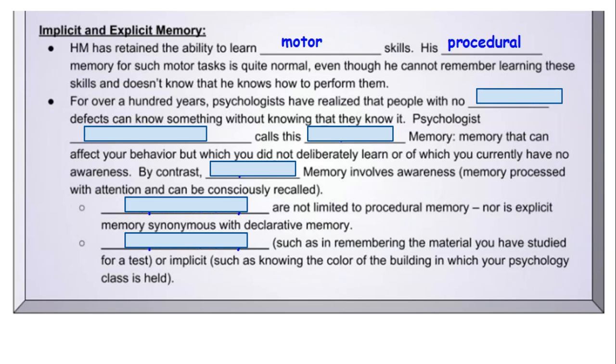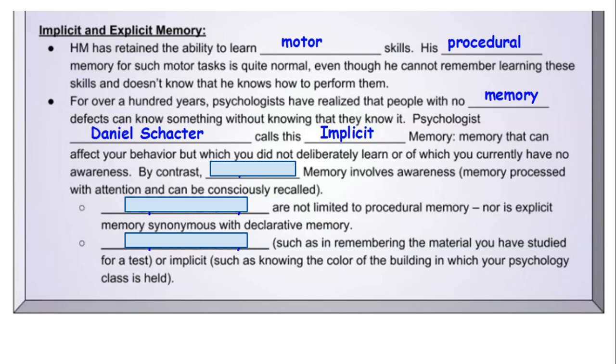So over 100 years, psychologists have realized that people with no memory defects can know something without knowing that they know it, which sounds kind of weird. The psychologist Daniel Schacter calls this implicit memory. This is the memory that can affect your behavior, but which you did not deliberately try to learn or which you currently have no awareness of. By contrast, your explicit memories involve your awareness. You are purposely giving attention to the things that you're trying to recall.